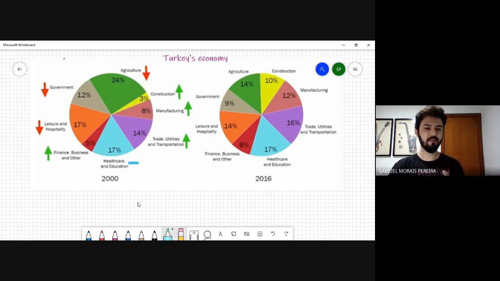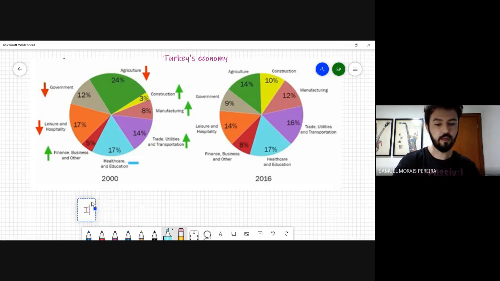So, how do I say that? Let's start with the basics. Let's focus here. Como é que eu falo, por exemplo? Em 2000, a construção representava 3% da economia turca. Então, olha só, pay attention, seria assim, ó. In 2000, vírgula. Aí eu tô falando da construção, ó. Construction sector, ou simplesmente construction, ok?